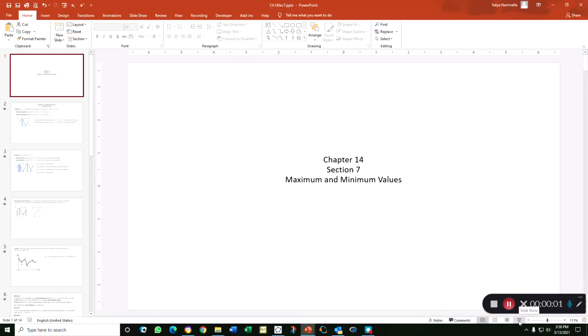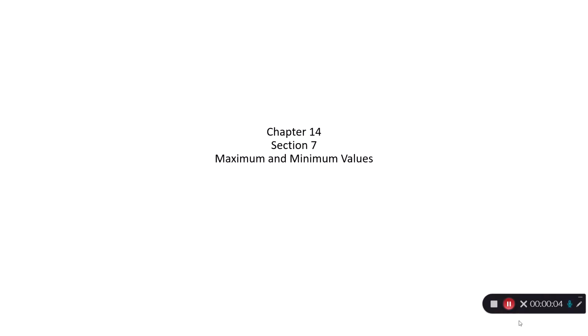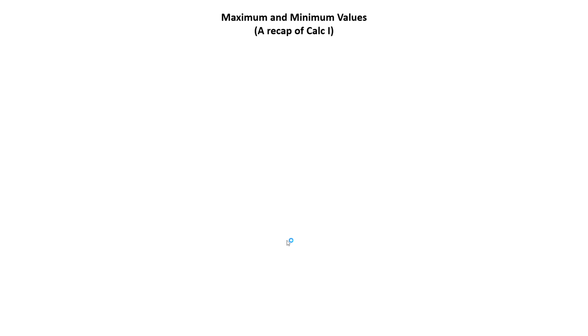Alrighty, howdy folks. Let's go with chapter 14, section 7, which is about maximum and minimum values. I figured one good way to talk about this is to recap something of the kind that you did in Calculus 1. We did talk about max and min for just a y equals f of x, a single variable function, right? So let's recap that.